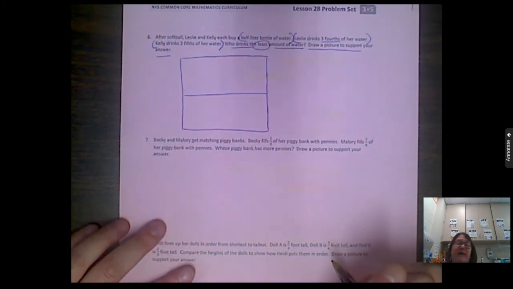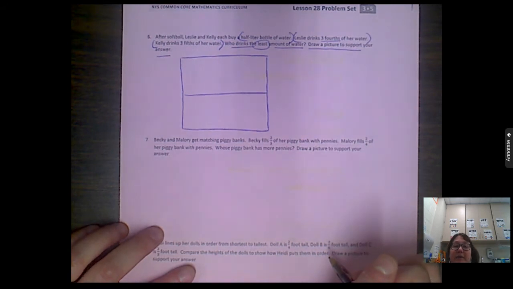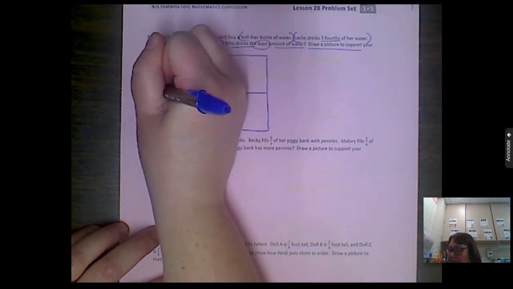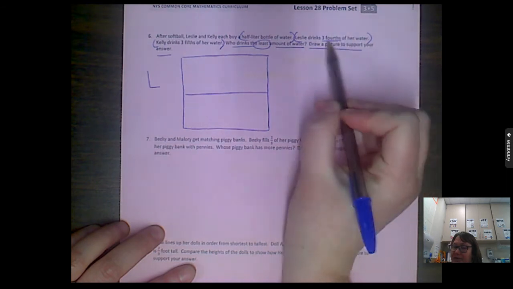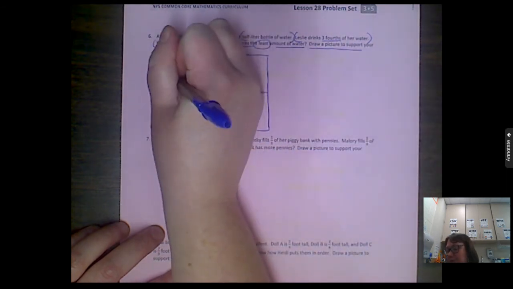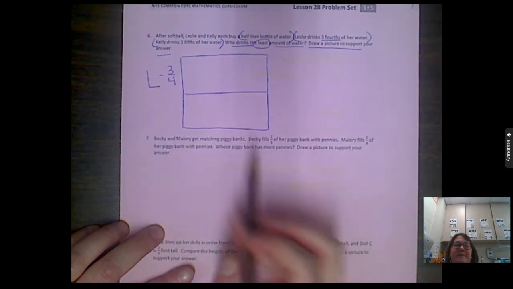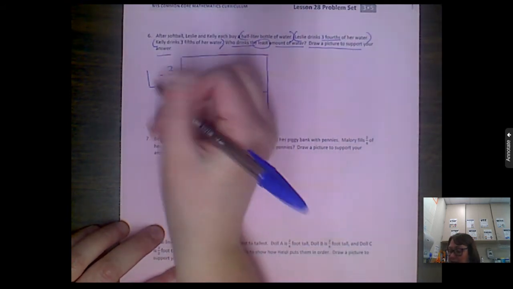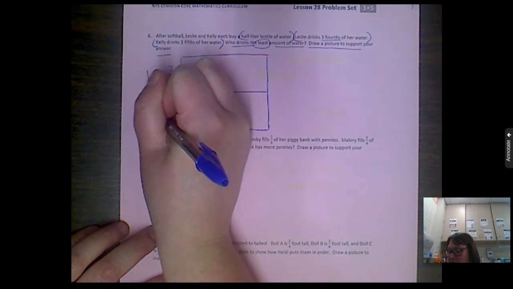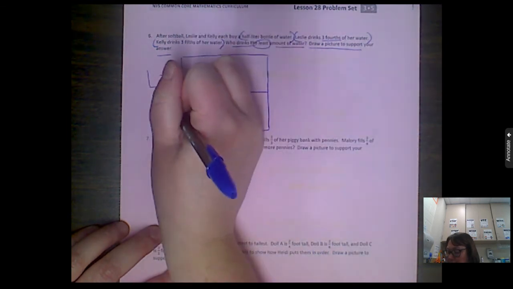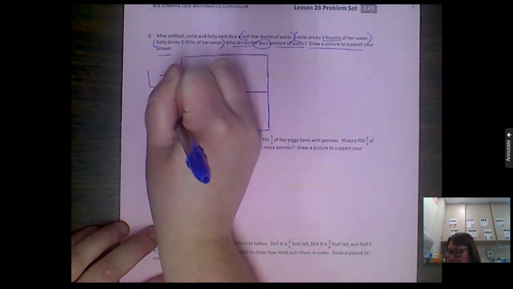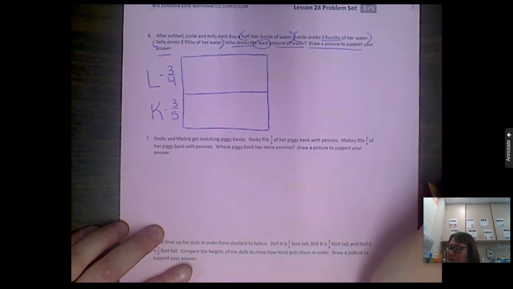Okay. And then I'm going to label. So I'm going to put an L here for Leslie, a big L, and she drinks 3/4. So I'm going to put 3/4 right next to Leslie. Leslie, 3/4. And then Kelly drinks 3/5 of her water. Who drinks the least amount?